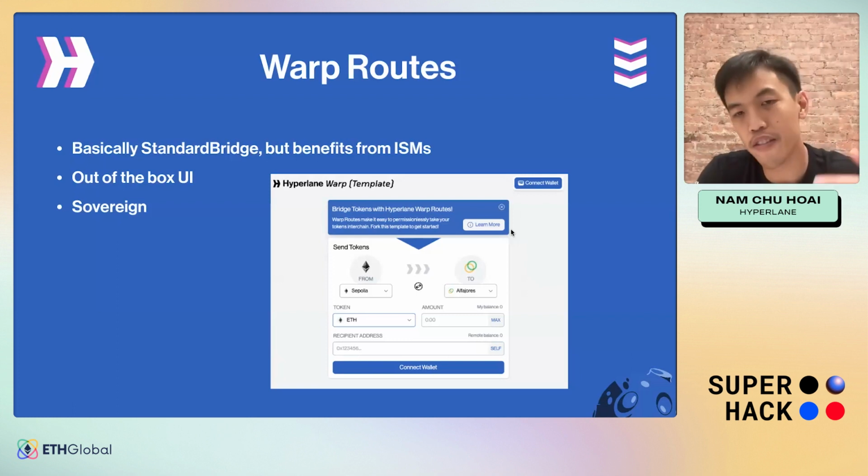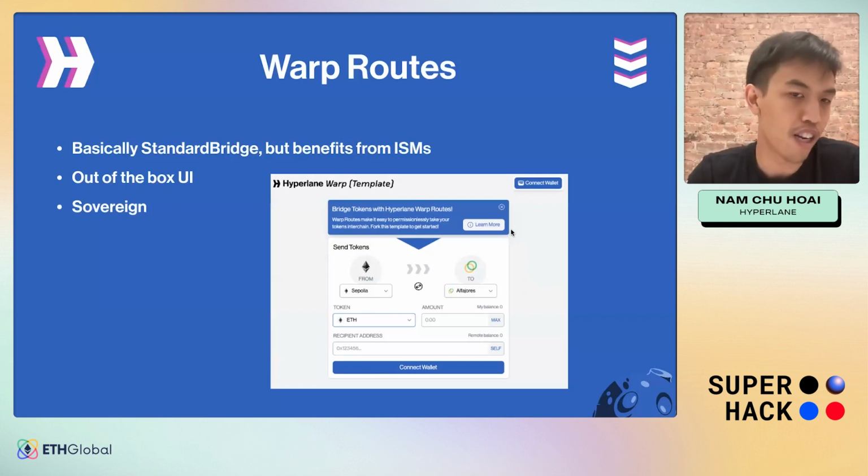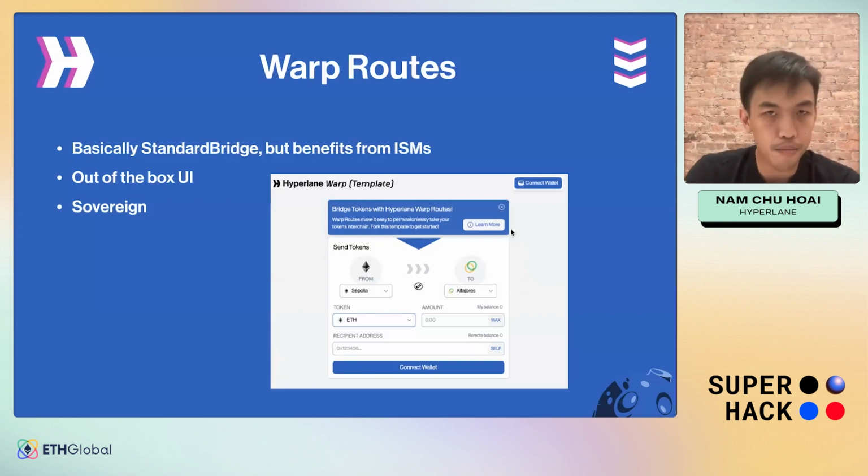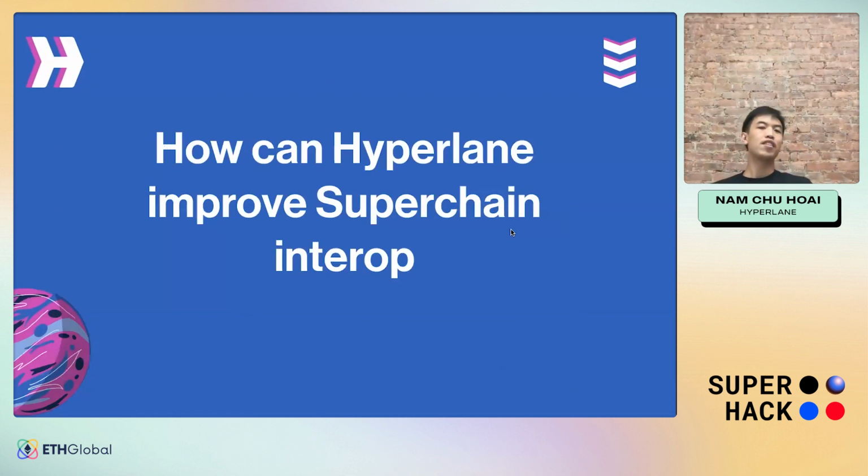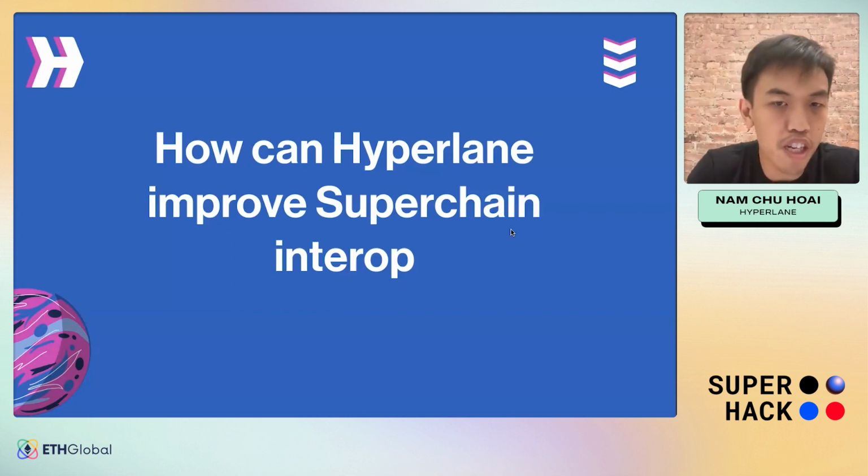And so yeah, there's a lot of cool extensions of warp routes that you can do, and that's an offering that Hyperlane has. And so that brings us to the question: how can Hyperlane improve Superchain interop?